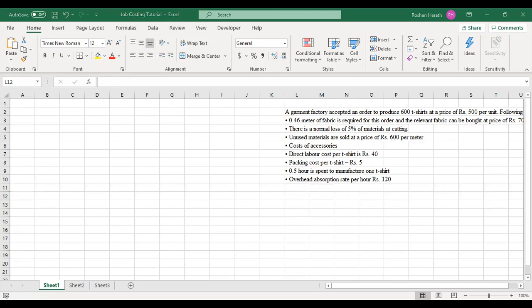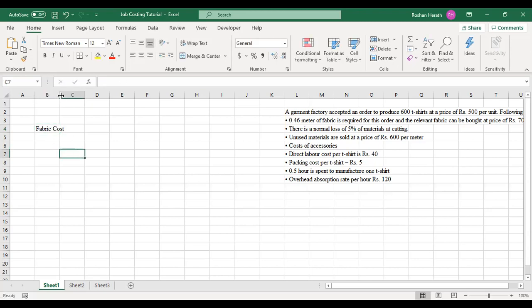Okay. The first requirement is to figure out the total cost of completing this job. Let us look at that. Here you can see that the most tricky aspect is the determination of the direct material. So the fabric cost. Let's deal with that first, the fabric cost.